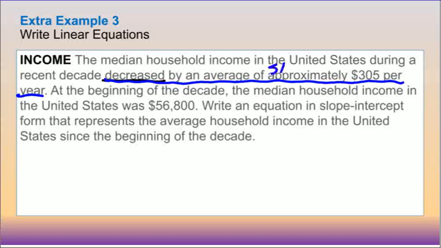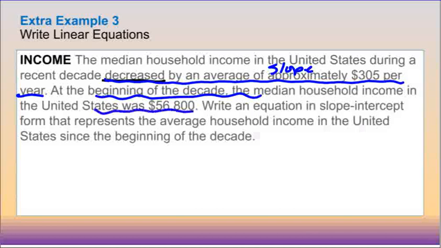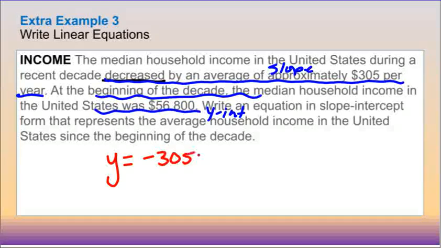This is our slope. And then at the beginning of the decade, it was 56,800. This is our y-intercept. So if we write our equation, we would have y equals slope a decrease of 305, so this would be negative 305x. And then they started with a positive 56,800.